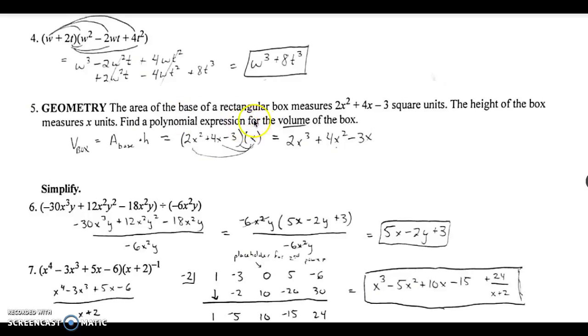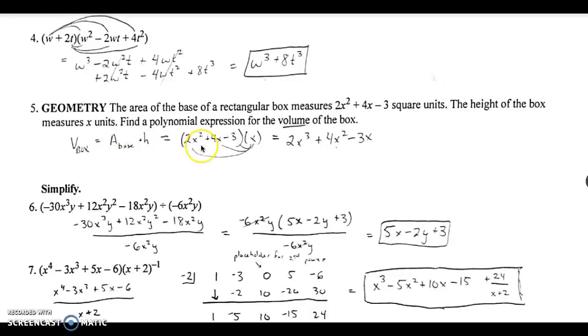Because we're looking at a box here, we need to picture a box. Essentially, for a box, you would have the length times the width times the height to get the volume. But another way of representing the volume of a box is doing the area of the base, which for us is a rectangle, so it's the length times the width, but we have that expression already, and we're multiplying that by the height.